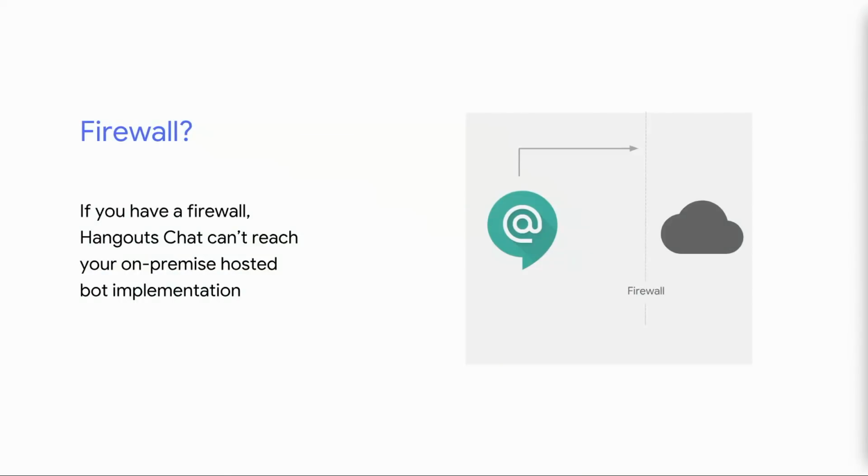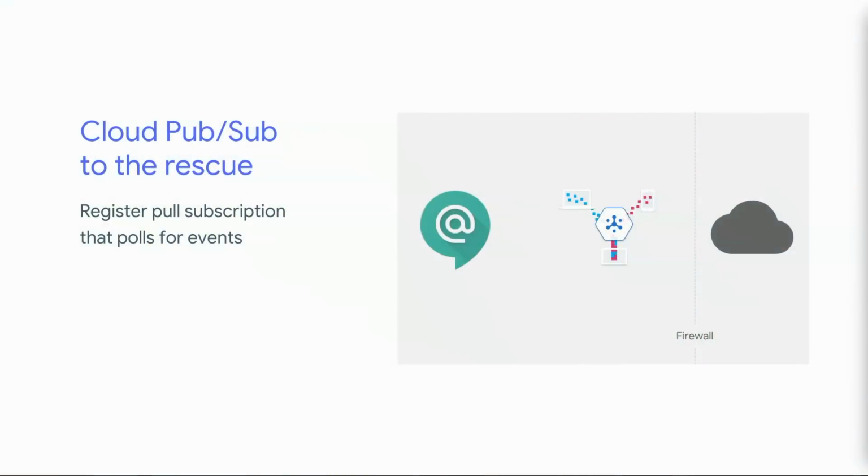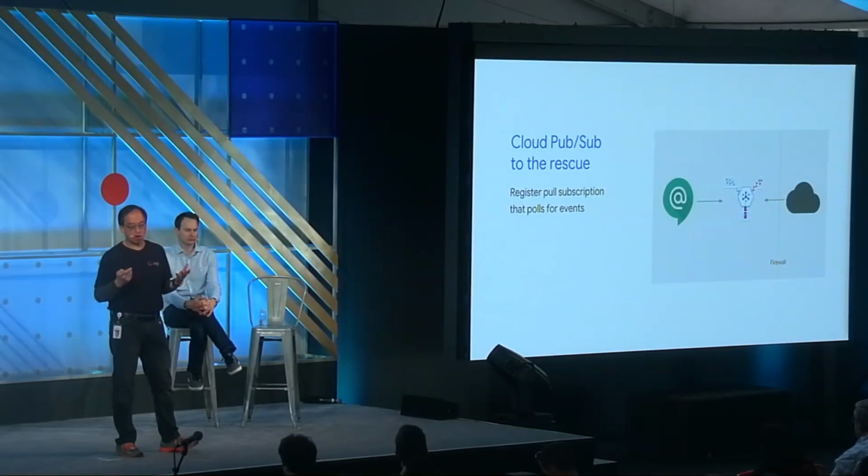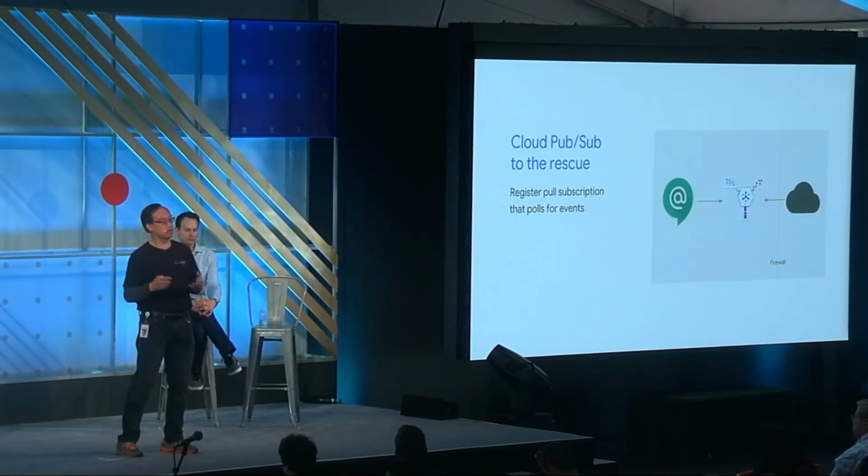What if you decide to host your bot on-premise and behind a firewall? Well, in this case, Hangouts Chat cannot contact your bot. So what can you do? Well, this is the perfect use case for PubSub. Hangouts Chat sends a message to PubSub instead of your bot because it can't reach it. Your bot has to register a pull subscription, which allows the bot to get the Hangouts Chat messages from PubSub and bring it through the firewall. And then your on-premise bot can service the request, do all the calls it needs to do, gather up all the information, and then respond back to Hangouts Chat like normal.